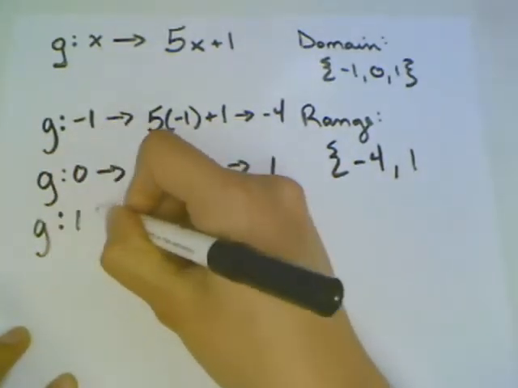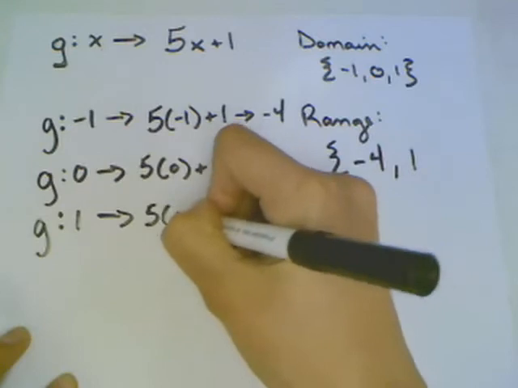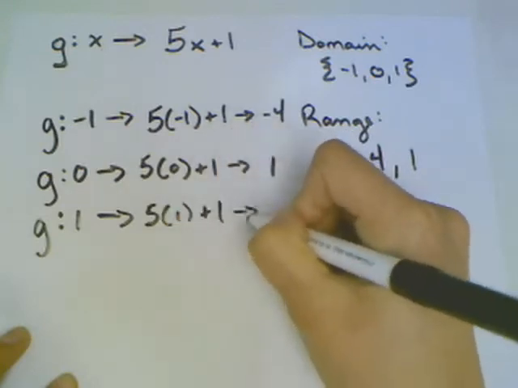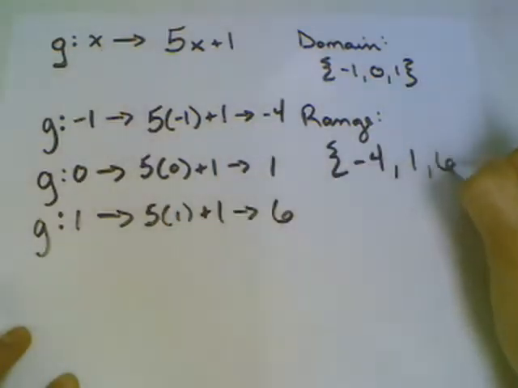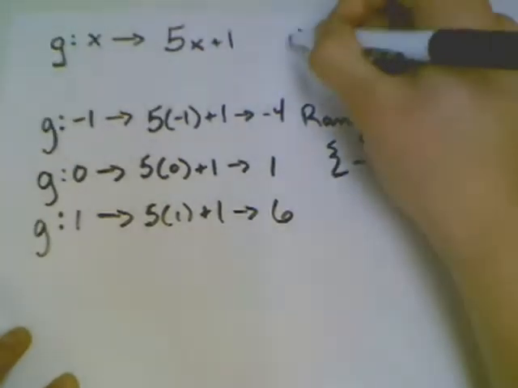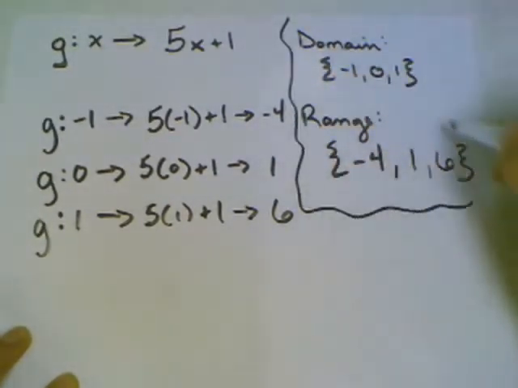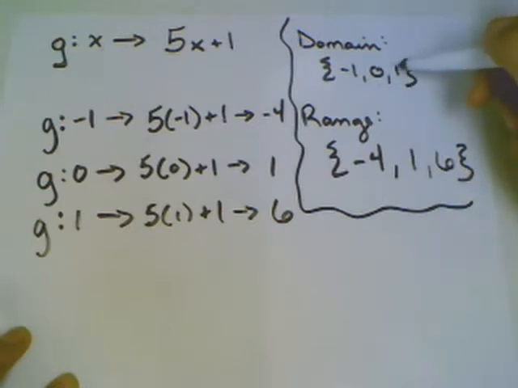I have one more value to plug in from my domain, and that is +1. And I get 6 out. Given a specific domain, I can find a specific range. All you're doing is plugging in the values for your domain, your possible inputs.